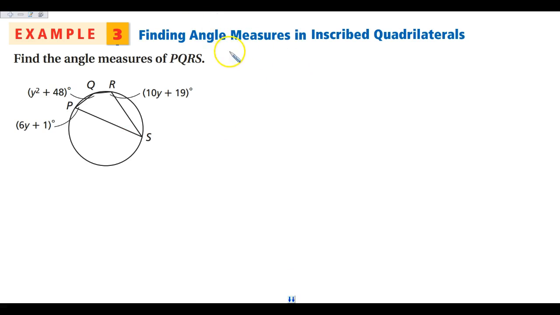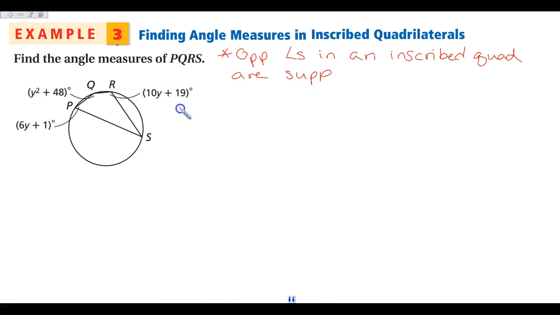Now, remember, okay, that the opposite sides, or excuse me, opposite angles in an inscribed quadrilateral are supplementary. So that means that the measure of angle P plus the measure of angle R is going to equal 180. And it means that the measure of angle Q plus the measure of angle S is also going to equal 180. Okay, so those are your opposite angles.